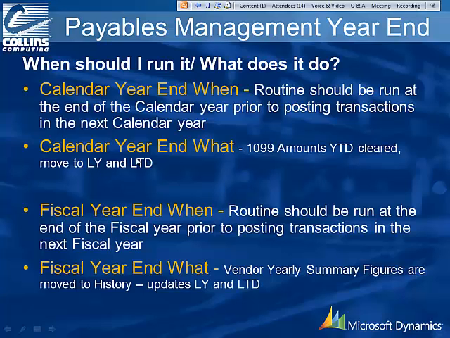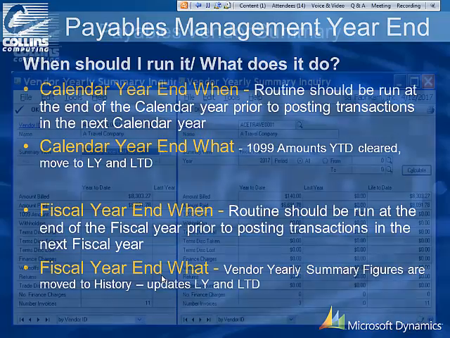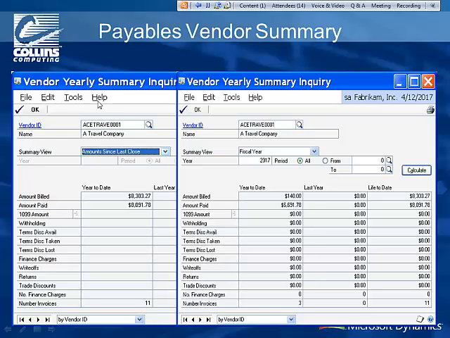So at calendar year end, the only fields that move are my 1099 amounts. Those are the only ones that move at calendar year end. When you say I'm closing fiscal year end, those are the rest of them. So I'll show you. When I go into a vendor summary screen, I have all my year to date and my last year and life to date. So when I close calendar year end, my 1099, that one line is the only line that gets updated. When I close my fiscal year end, all the rest of the amounts move over.